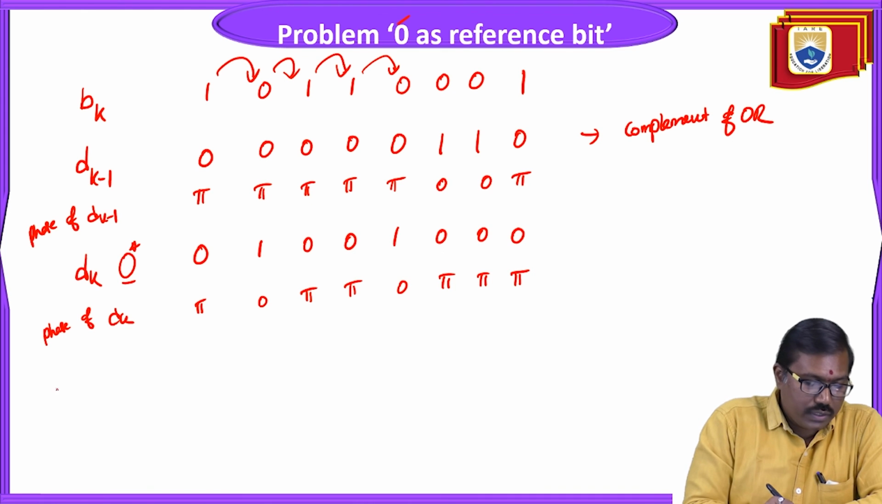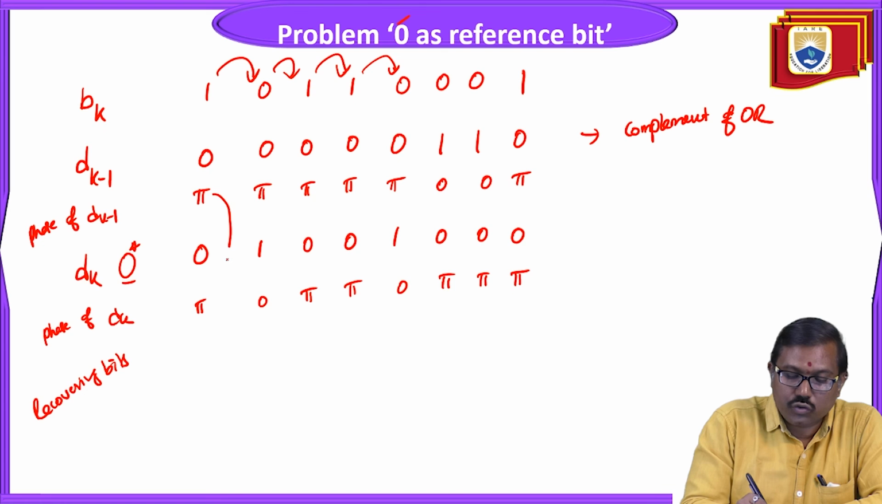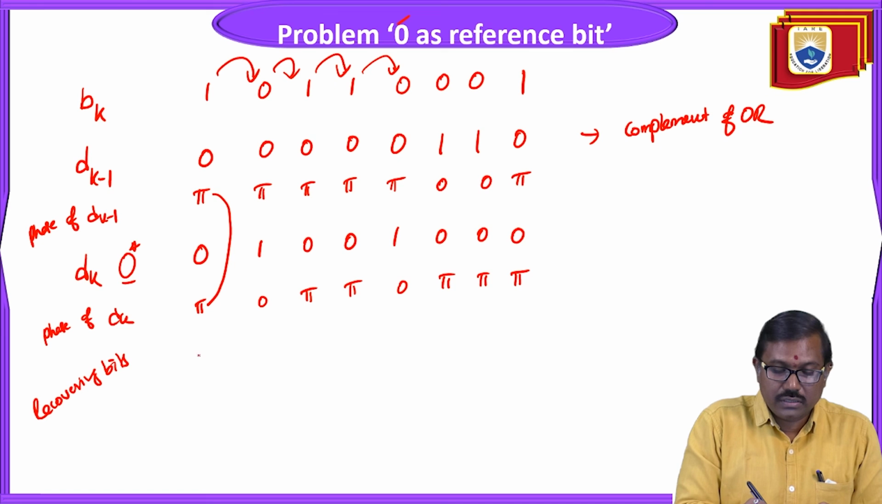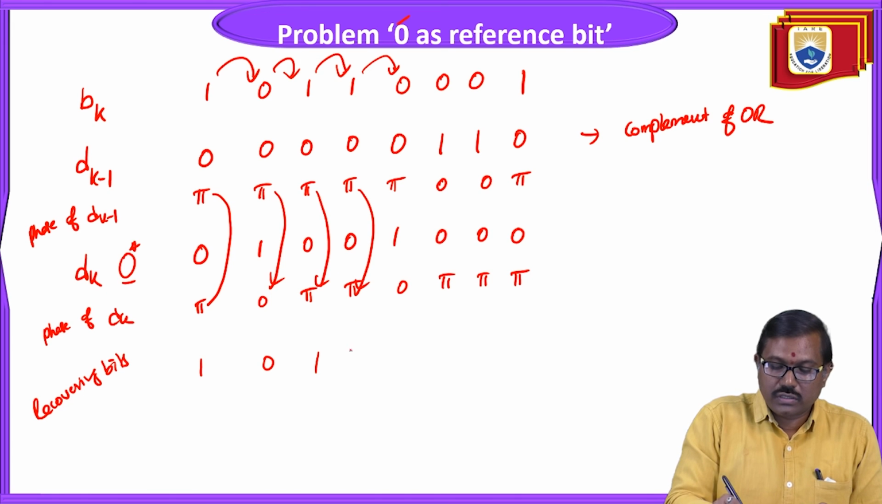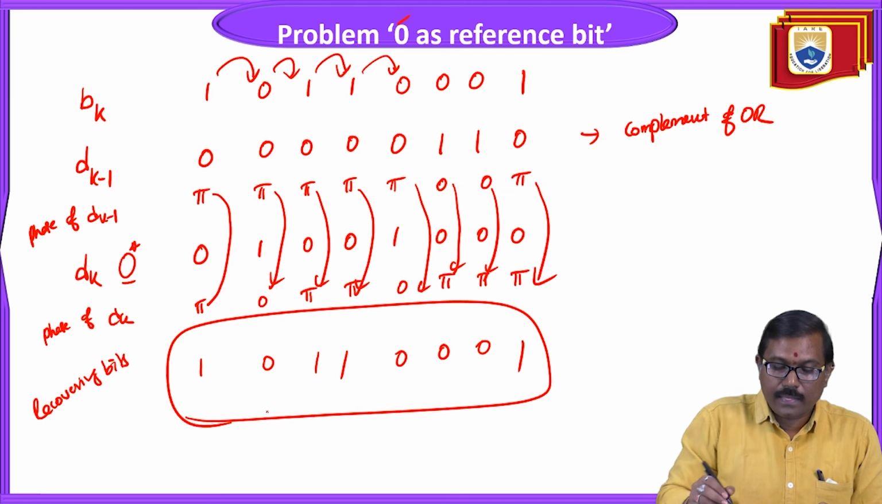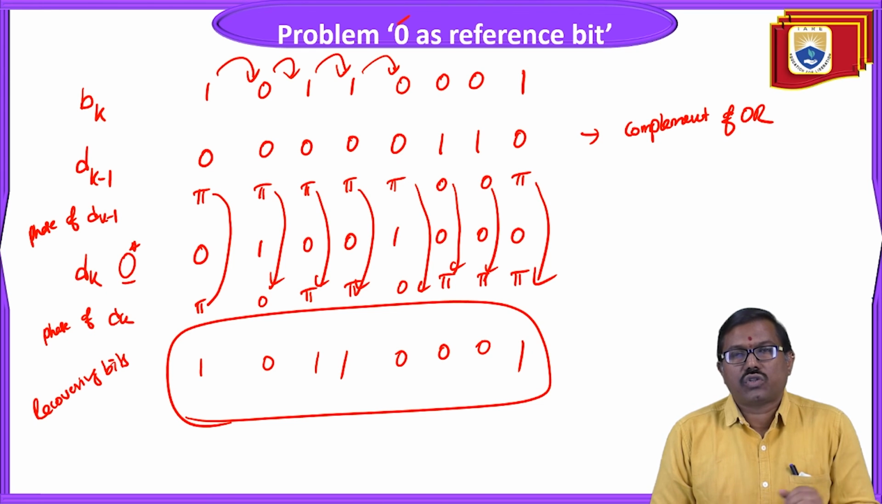Okay, so here the recovering bits: you are going to compare the phase values of DK minus 1 to DK. If there is no phase change, that is 1. If there is a phase change, it is taken as 0. Next, no phase change, 1. There is a phase change, 0. Here also a phase change, here also a phase change, and here there is no phase change. So that is the problem. So that is what we solved here.